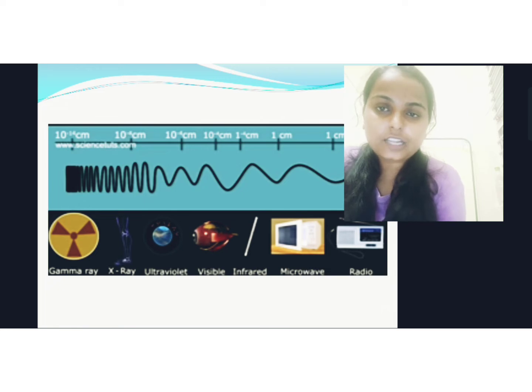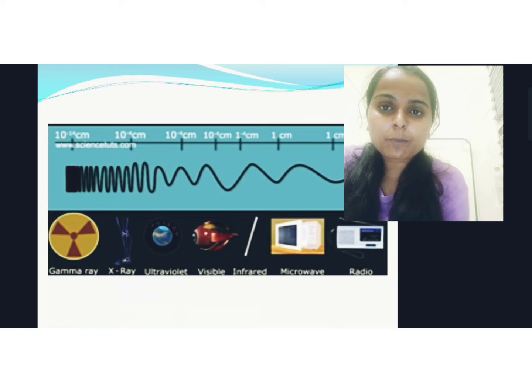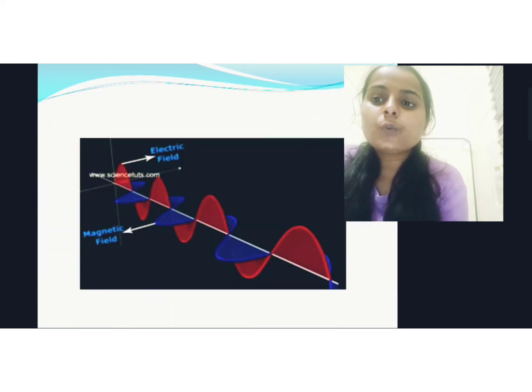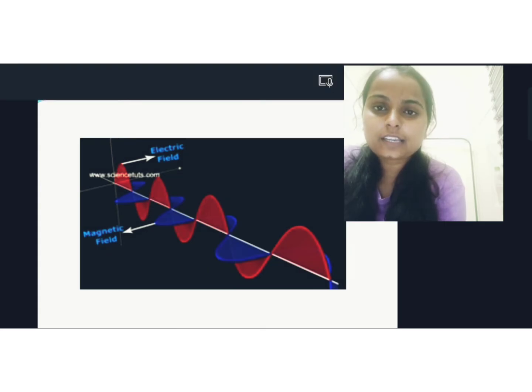They differ in production and properties, but they also have common features: when they are placed in an oscillatory electric and magnetic field, the fields are perpendicular to each other. So this is called electromagnetic radiation.